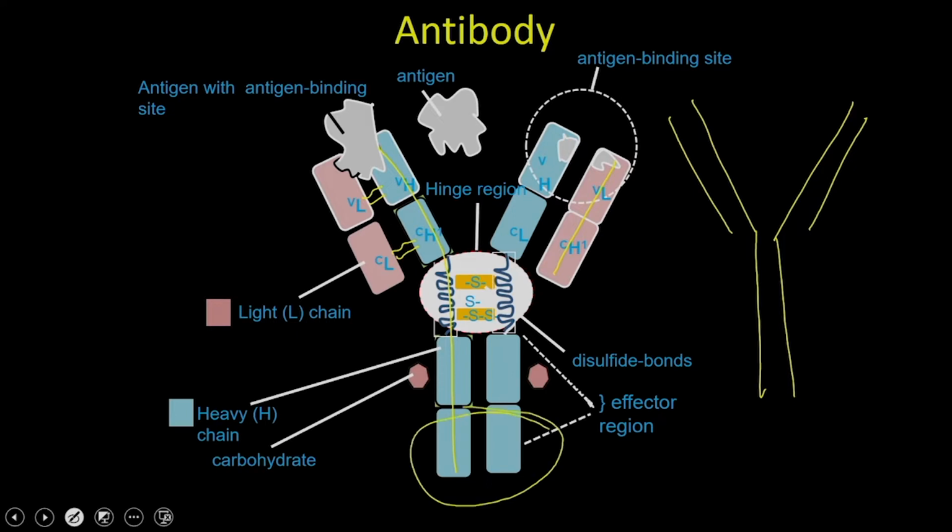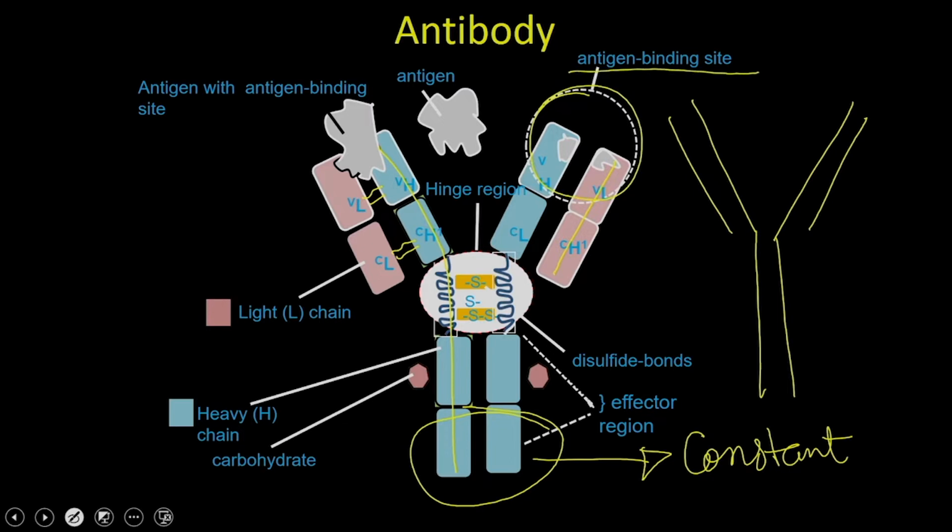One is the heavy chain region, the C terminal region, which is called the constant region, and the top region, which is formed by the light chain as well as the heavy chain, is called the antigen binding site. You can imagine that whenever an antigen comes into the vicinity of the antibodies, it interacts with this portion, and this portion recognizes the antigen, and if the interaction is stable enough, it binds to the antigen binding site.